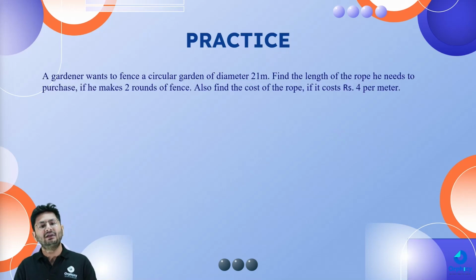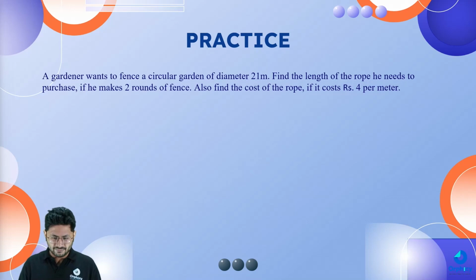So a gardener wanted to fence a circular garden of diameter 21 centimeter. Dia दे रखा है 21 centimeter. Find the length of the rope he needs to purchase if he makes 2 round of the fence. 2 बार वो सर्किल के अराउंड फेंसिंग करेगा, मतलब 2 बार सर्कमफेरेंस कैलकुलेट होगा.